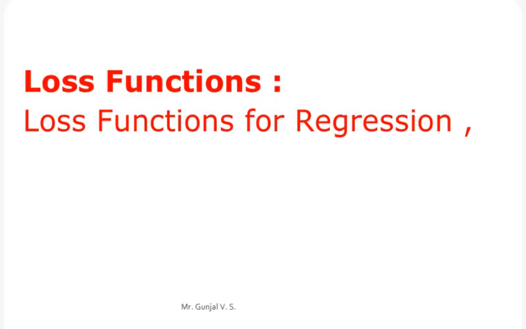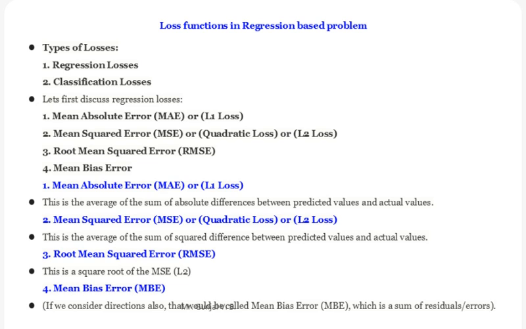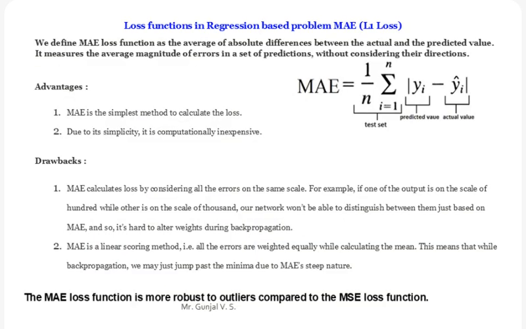Let's focus on loss functions for regression problems, which measure the difference between predicted and actual values. There are several types of regression losses, including mean absolute error, mean squared error, root mean squared error, and mean bias error. Each has its own advantages and use cases. Mean absolute error is a simple and computationally inexpensive loss function that measures the average magnitude of errors in a set of predictions without considering their direction.